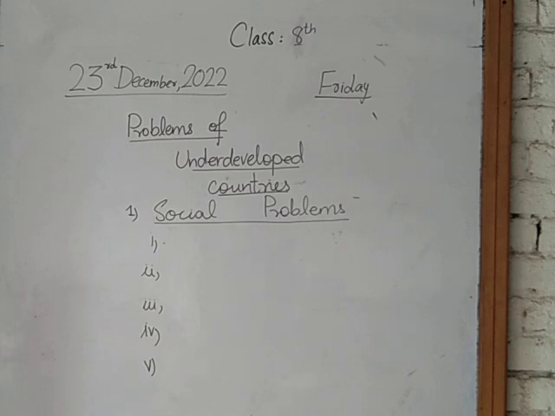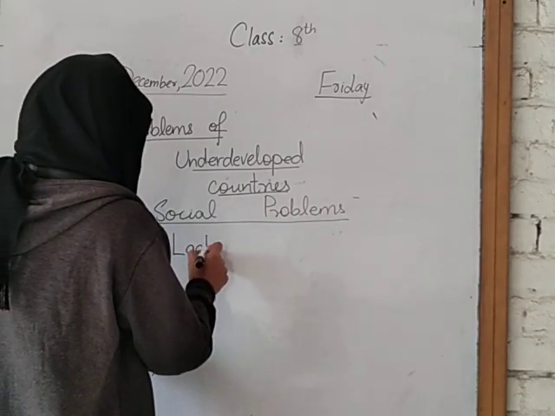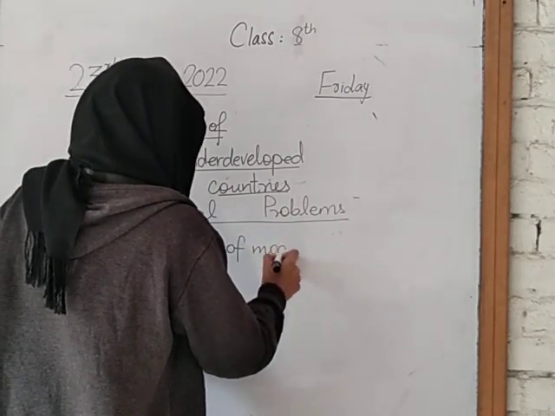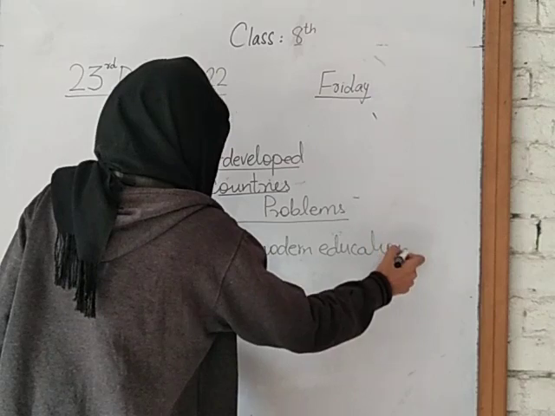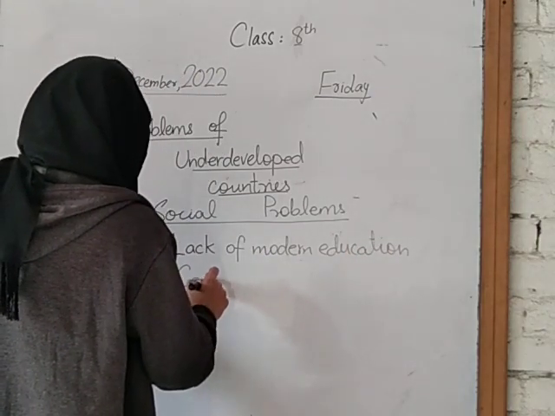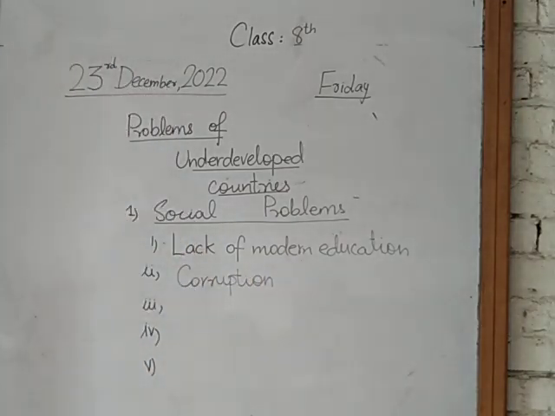Now, let's discuss those problems. So, firstly, the main problem is lack of modern education, and second is corruption. Students, if I talk about social problems, the first one is lack of modern education. In our system, we don't have a modern education system. We are just following the old, outdated systems. They are not following the new techniques and new technological things in their system.